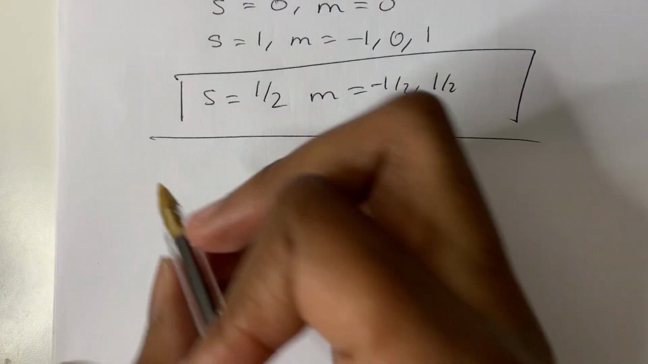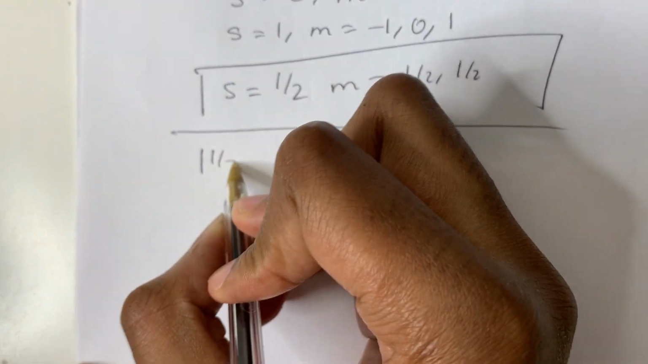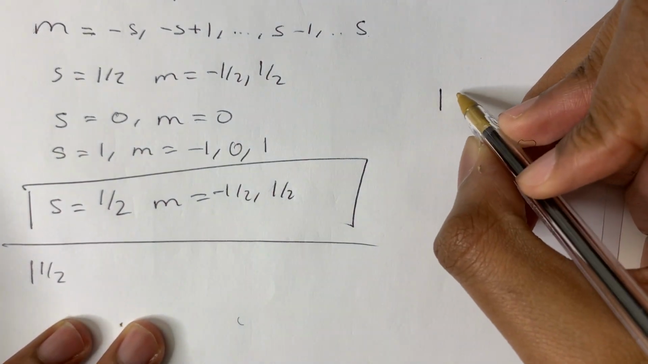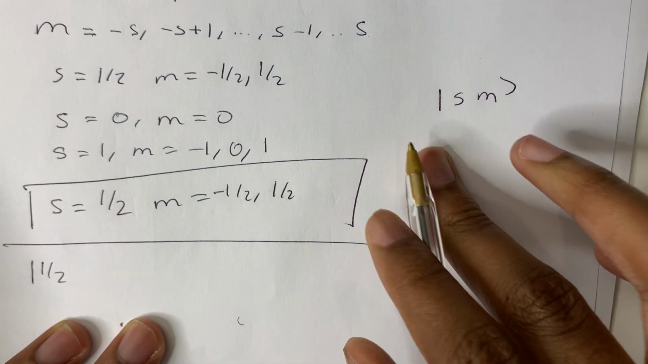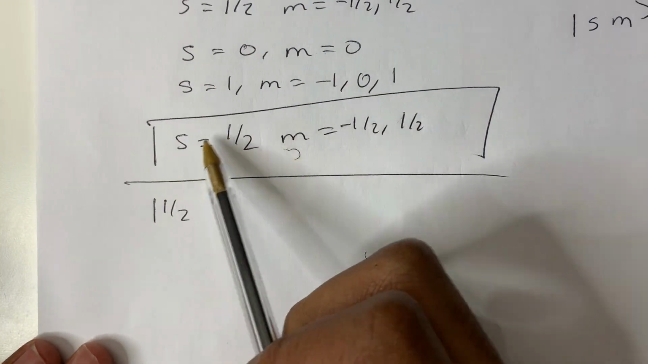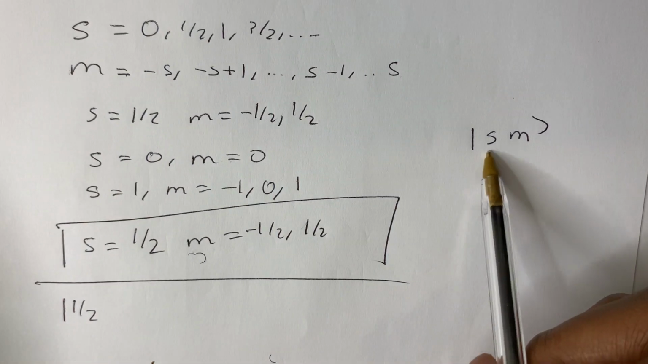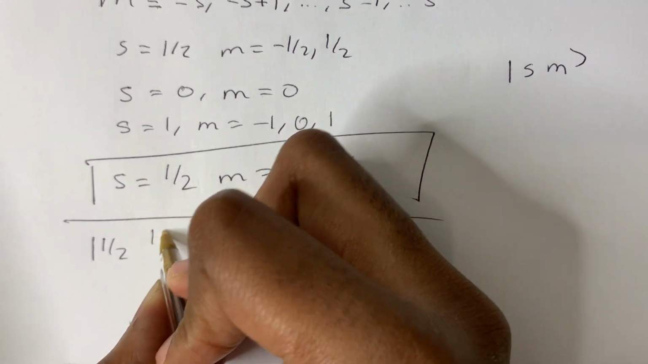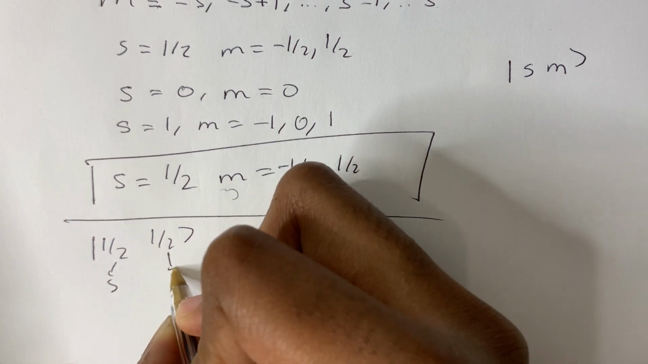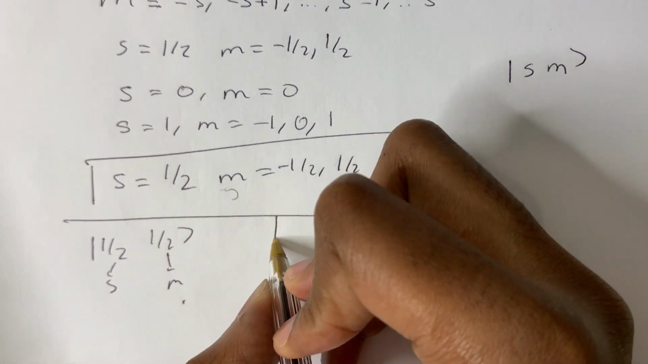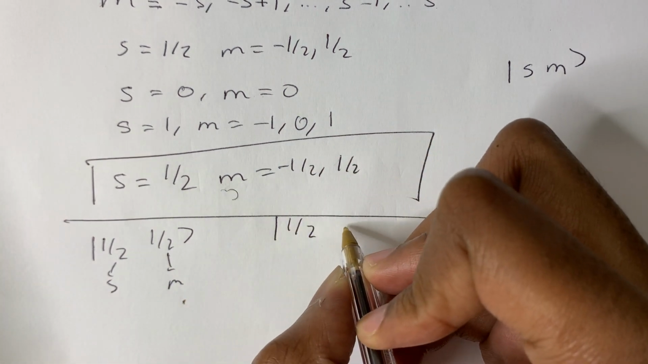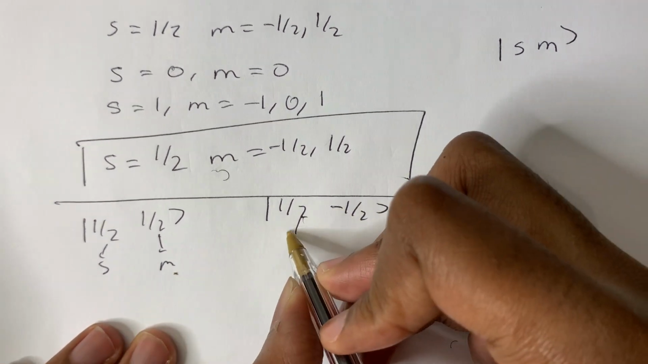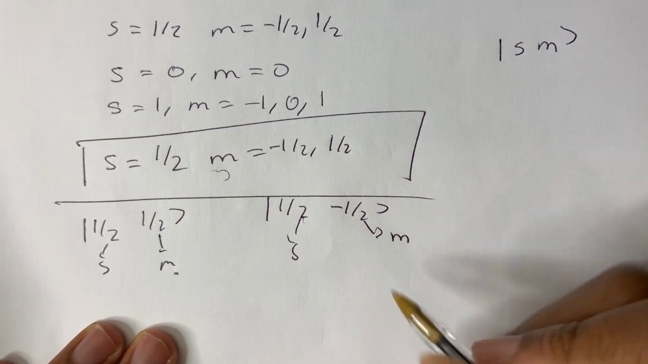So we say spin 1/2 particles. Again, remember that the general state can be written as ket s m. So for spin 1/2 particles, you plug in 1/2 for s. So we can have 1/2 and then 1/2. So here's s and here's m. Or we can have 1/2 and minus 1/2. This isn't 1/2 subtracted by 1/2. It's just 1/2 for s, minus 1/2 for m.